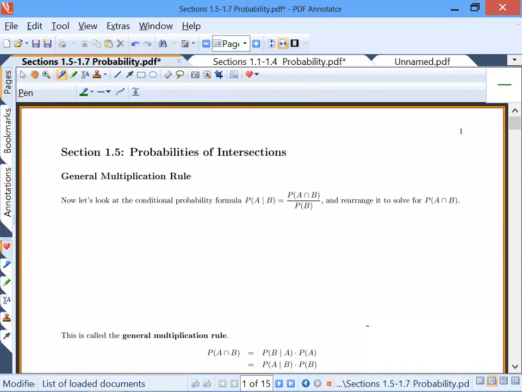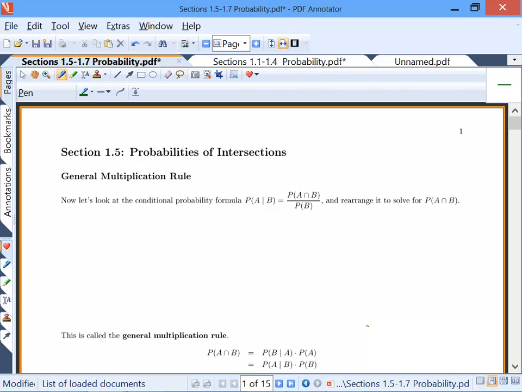So this is section 1.5. It's our probabilities of intersections. This is actually where most of our fun happens. So we really start doing some more complicated probability problems. Everything builds up to this, basically.